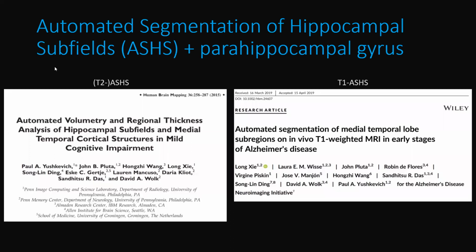Before I go into it, I just wanted to mention ASHS stands for Automated Segmentation of Hippocampal Subfields. This is kind of an outdated term as it also includes pericampal gyrus subregions, and in a newer version it will also include amygdala. The original paper presenting ASHS is shown on the left here. For T1-ASHS, it's shown on the right, and both are published in Human Brain Mapping in case you want to look at those.